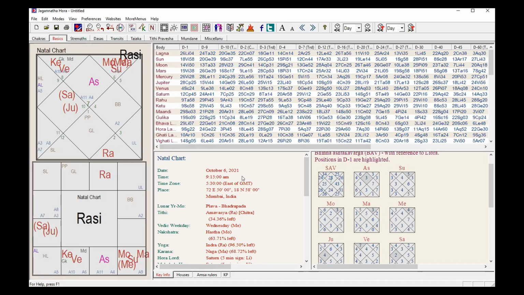Now the degrees are already on your screen, D1 and D9. Just note down the degrees of the planets which we noted from India's chart. Take one minute, note them down and tell me any similar degrees you can find here. It should be there, from D1 and D9 both.